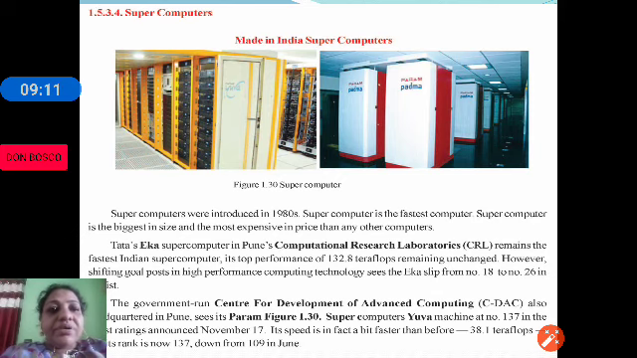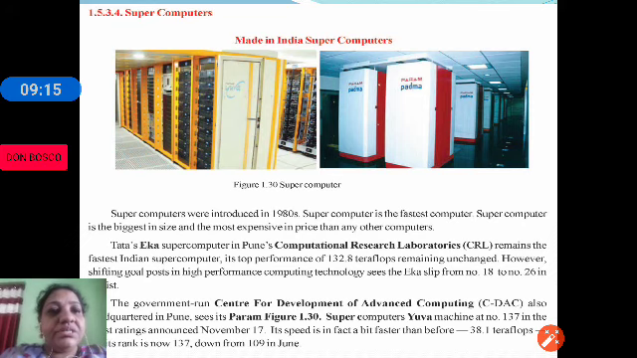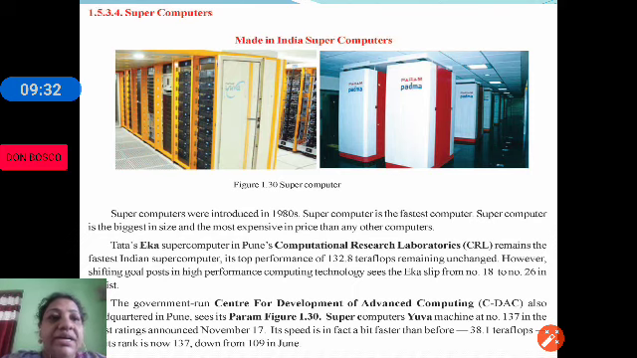So the supercomputer is the most powerful and it is the fastest computer. It is biggest in size and it is most expensive. Tata's Eka is a supercomputer. It is the fastest computer and it can perform several trillions of operations per second.